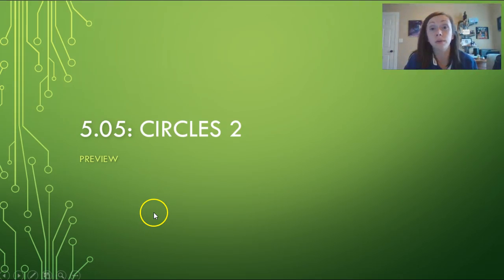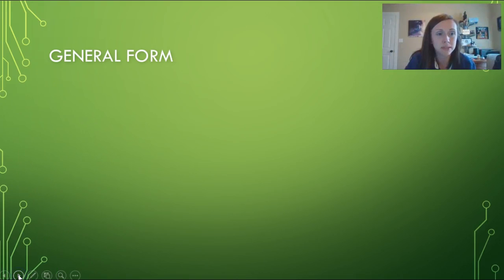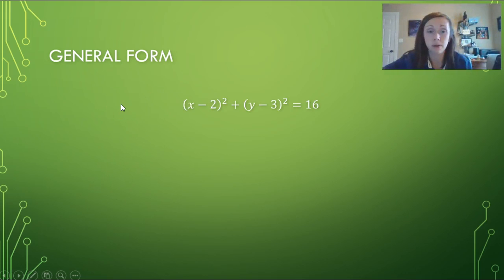5.05 is also about equations for circles in different forms. So we began in 5.03 with equations of circles in standard form. So now let's look at general form. This is standard form on the screen, an example, because it has the parentheses and the exponents. That's one way that we can tell.